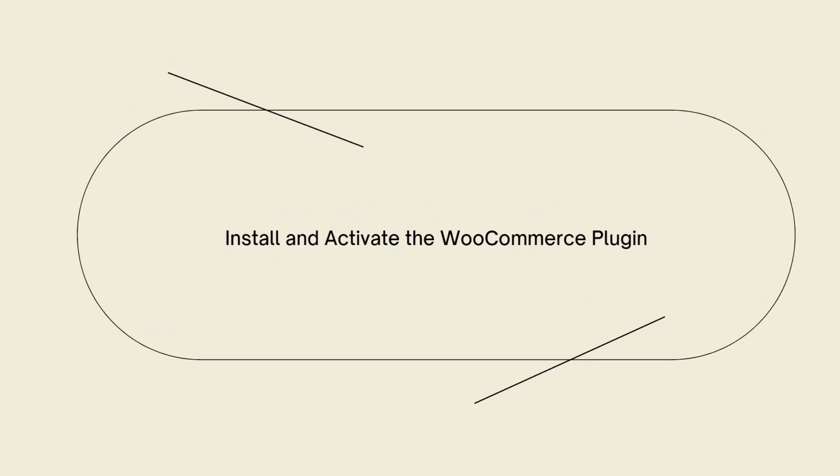Now install and activate the WooCommerce plugin. In your WordPress dashboard, go to Plugins and click on Add New. Search for the WooCommerce plugin, install it, and activate it.